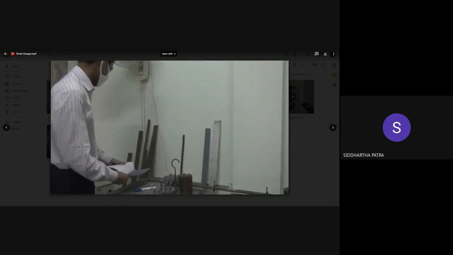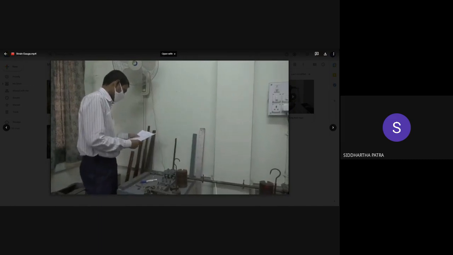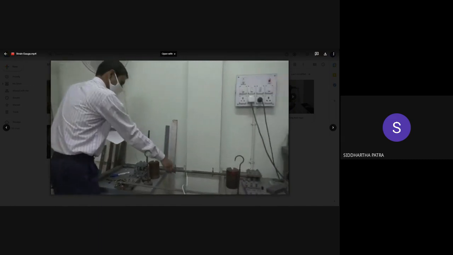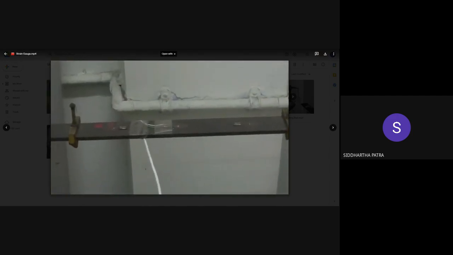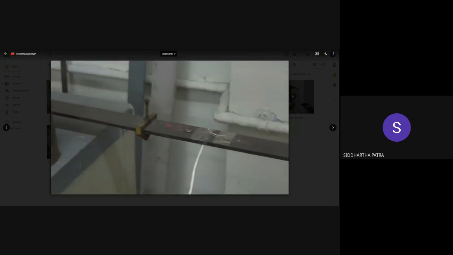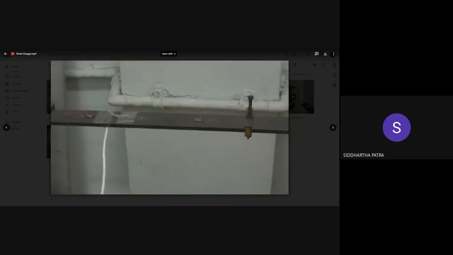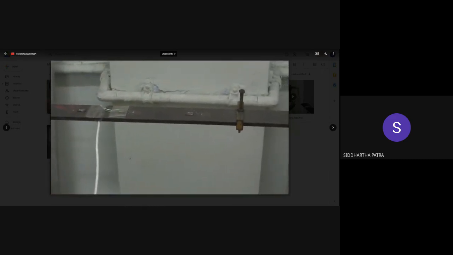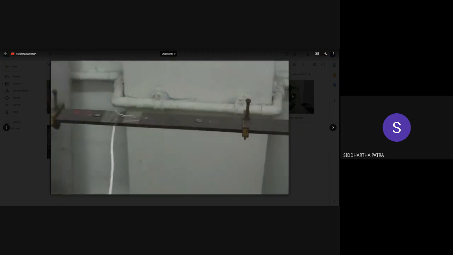Now, the dimensions of this setup: the thickness of this beam is 6.1 millimeter. Thickness, that means depth, along the depth. This thickness is 6.1 millimeter. Width of the beam in the transverse direction is 40.3 millimeter. And the load to load distance is 300 millimeter.